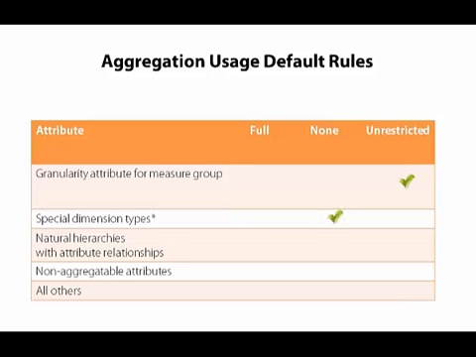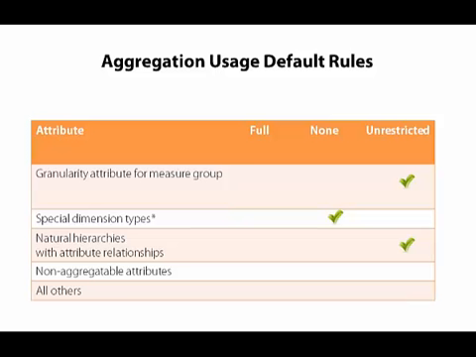The special dimension types are set to none, so Analysis Services will purposely exclude these attributes from aggregations. Special dimension types include an attribute in a many-to-many dimension relationship, an unmaterialized reference dimension, or a data mining dimension.